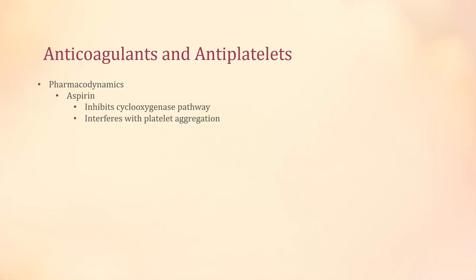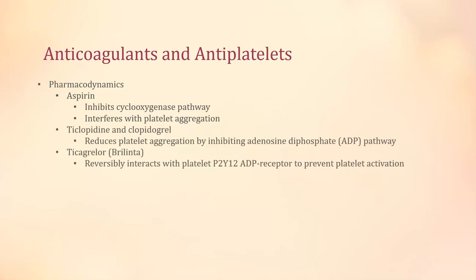So aspirin inhibits the cyclooxygenase pathway and it interferes with platelet aggregation. Plavix or clopidogrel reduces platelet aggregation by inhibiting adenosine diphosphate or the ADP pathway. Then there's Brilinta, which reversibly interacts with the platelet P2Y12 ADP receptor to prevent platelet activation.